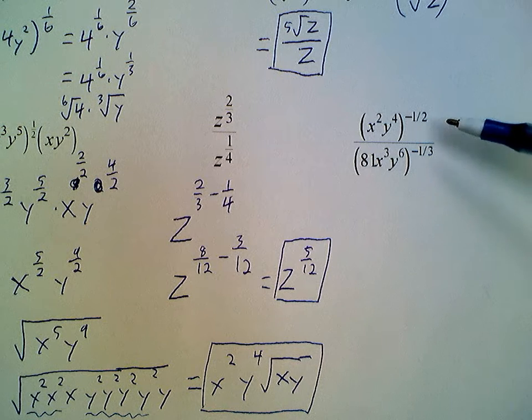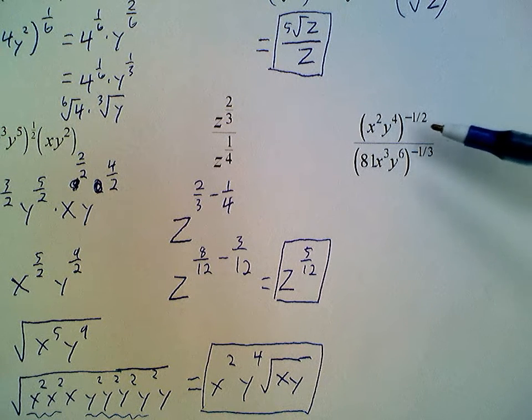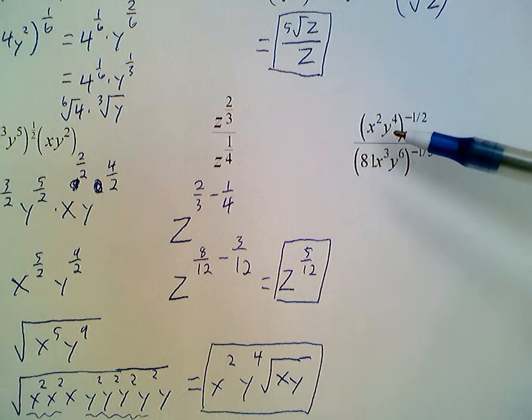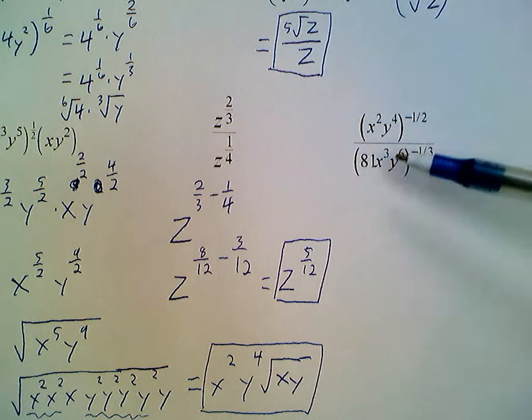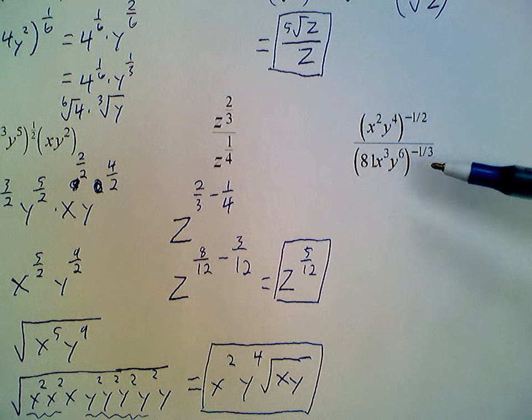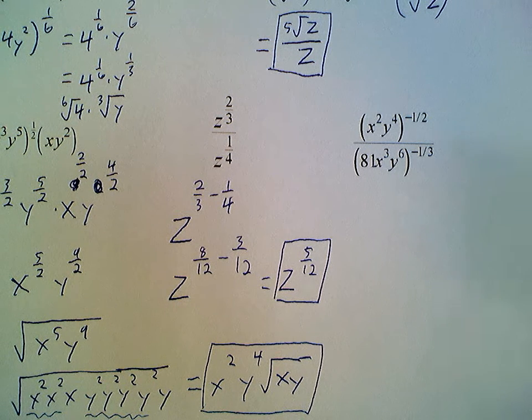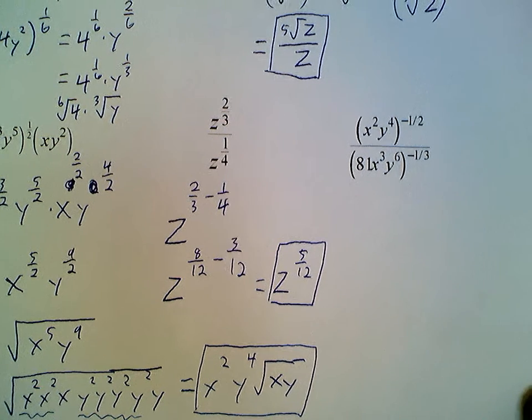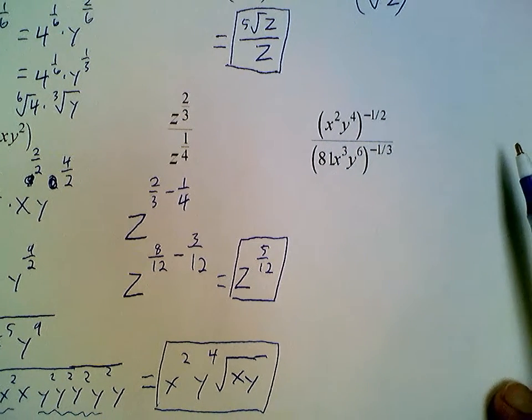Okay, so then over here, let's see, I've got lots of stuff going on here. I've got x squared y to the 4th to the negative 1/2 power on top. I've got 81 x cubed y to the 6th to the negative 1/3 power in the denominator. There are lots of ways to go about doing this problem, lots of orders you can do this in and still be correct.